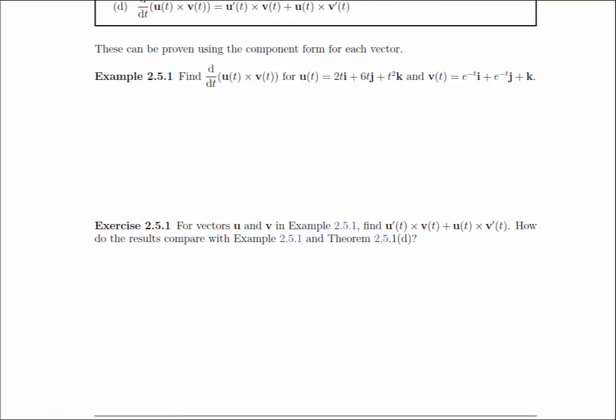So to do this problem, we want to start by reviewing how to take the cross product. So if I have, generally speaking, 2 vectors, such as this, let's call them A and B.